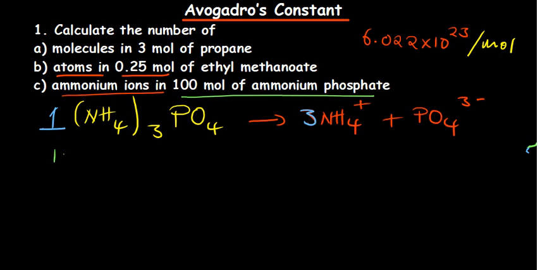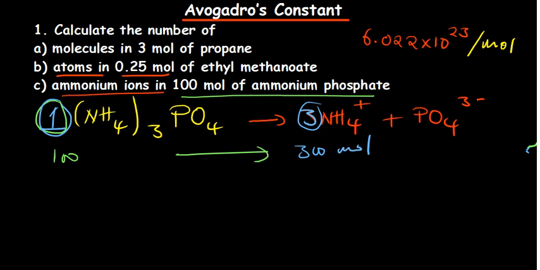So here we have 100 moles. We don't know how many moles of ammonium ion we're going to have. Well, since they're in the ratio of 1 to 3, we can cross multiply. If per mole we have 3 moles, per 100 moles we're going to have 300 moles of ammonium ion. So that saves you some work already. Now what do you want to do? You want to determine the number of ammonium ions. You've already determined the number of moles by using the mole ratios.